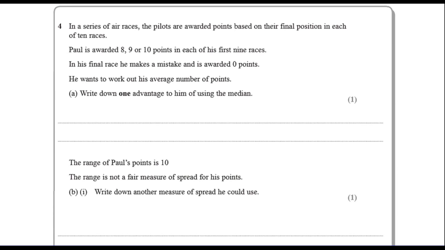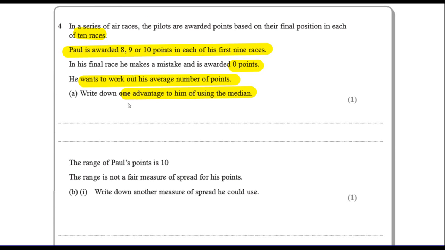In a series of air races, the pilots were awarded points based on their final position in each of the 10 races. Paul is awarded 8, 9 or 10 points in each of his first 9 races. In his final race, he makes a mistake and is awarded 0 points. He wants to work out his average number of points. Write down one advantage of him using the median.